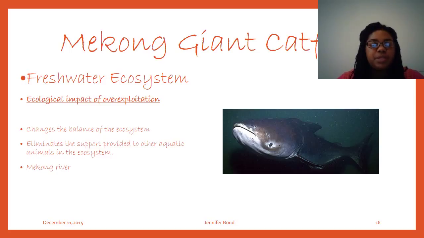Another species affected by overexploitation is the Mekong giant catfish. They're part of the freshwater ecosystem, and the exploitation that they deal with changes the balance of the ecosystem. It eliminates the support provided to other aquatic animals, and they're typically found in the Mekong River.